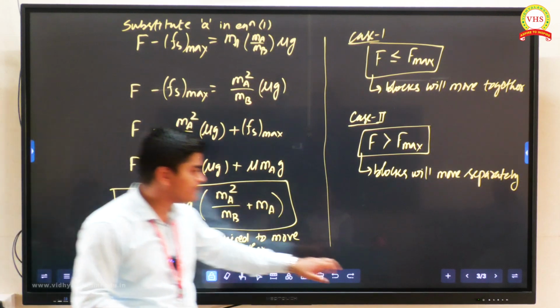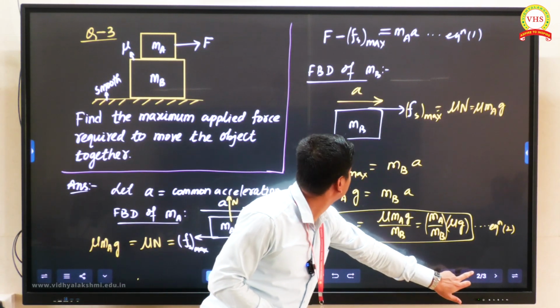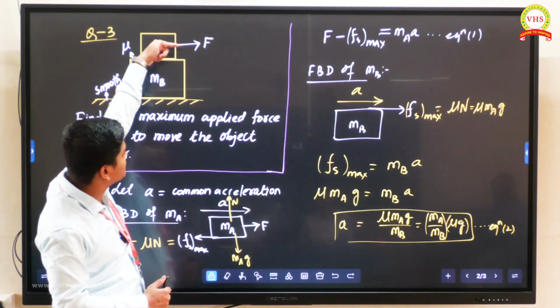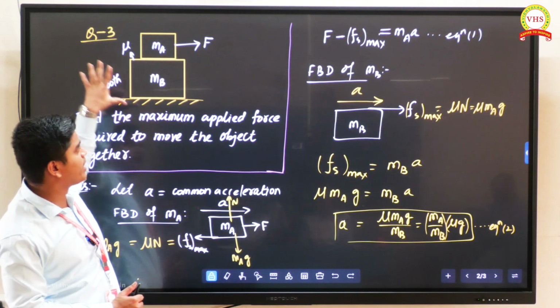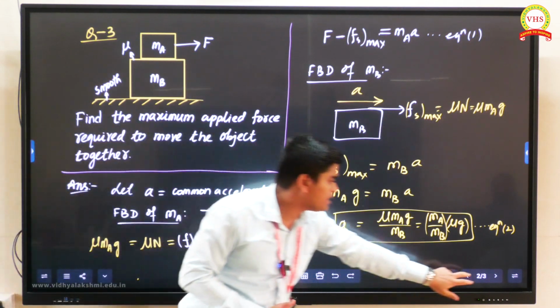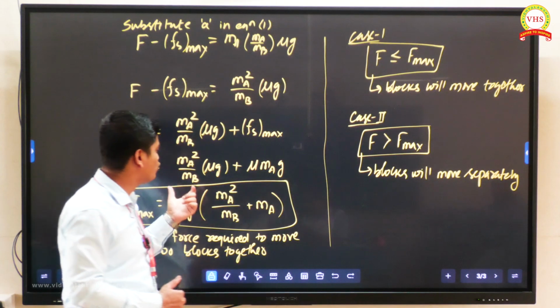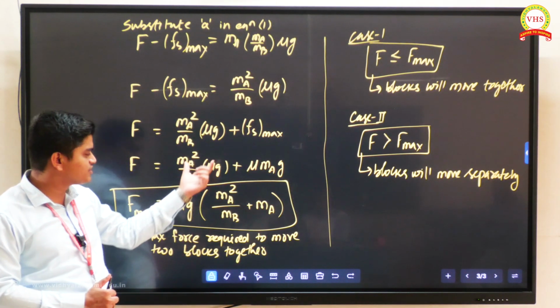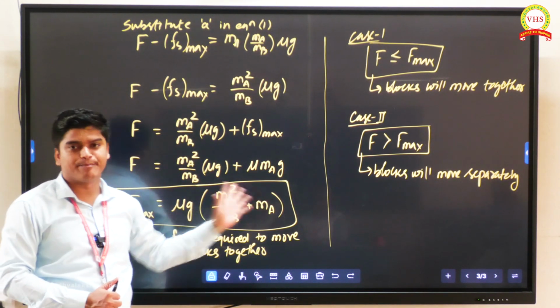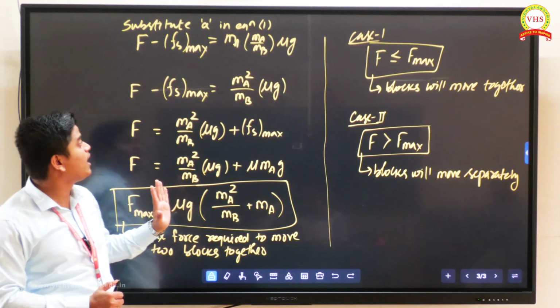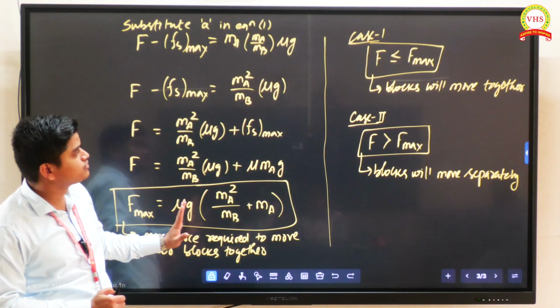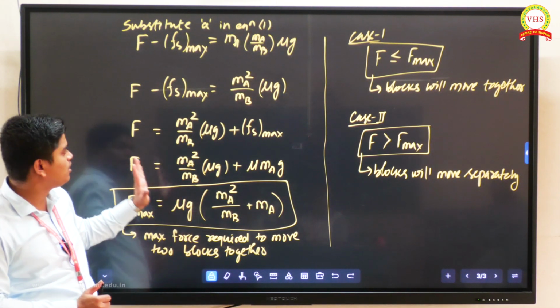Up to this you understand: if you have applied force on this block here, then what is the maximum force required to move the objects together? Now this much: F max equal to mu G into MA square by MB plus MA. Clear? Any doubt here? Any doubt? No doubt?